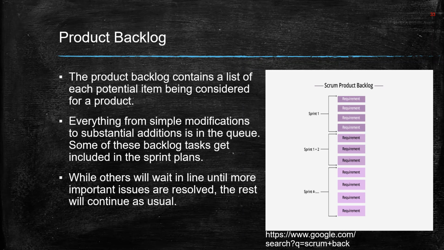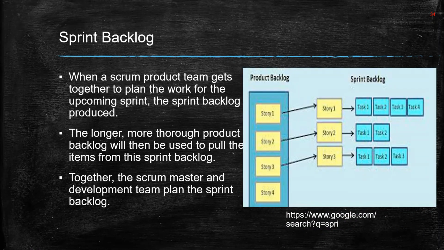In the Scrum product backlog, you can see the requirements: in sprint 1 there are 4 requirement phases, and in sprint 2 there are 3 requirement phases, and so on, up to sprint 4. And moving to the sprint backlog, when a Scrum product team gets together to plan work for the upcoming sprint, the sprint backlog is produced. As it is a subset of the product backlog, you can see story 1 has subsets: task 1, task 2, task 3, task 4. In story 2 you can see two subsets, and the same in story 3.